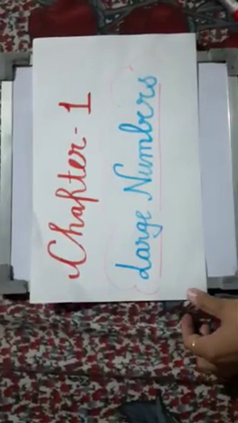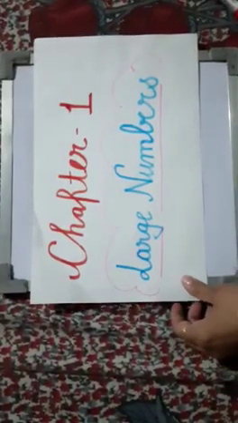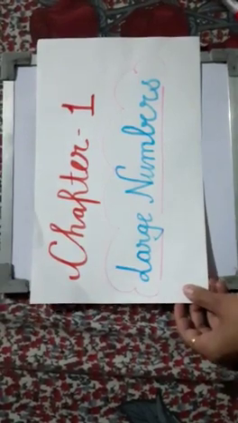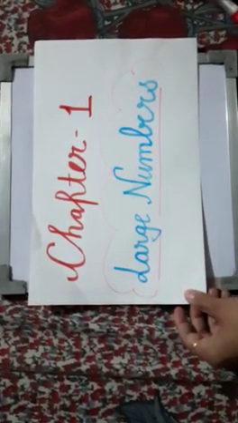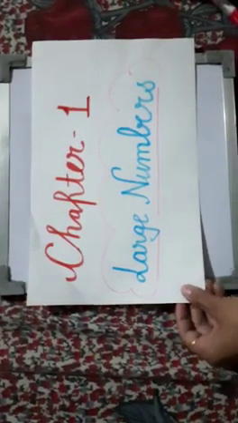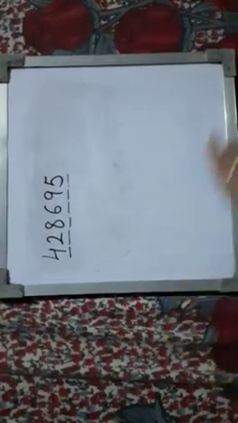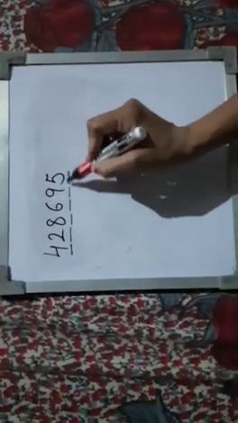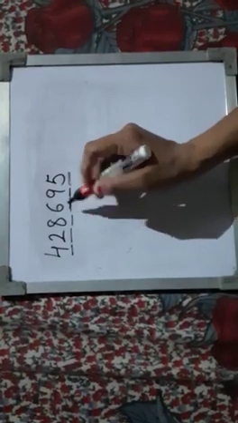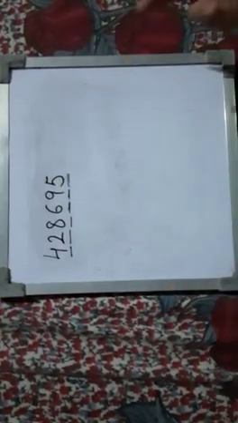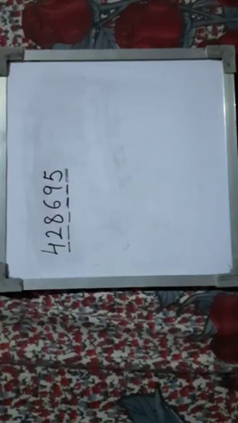So our new chapter is about large numbers beyond 9999, or more than 4 digits. Here we have a large number of 6 digits. Then how can we read it and write it? To understand large numbers, firstly we need to know about the Indian place value chart.